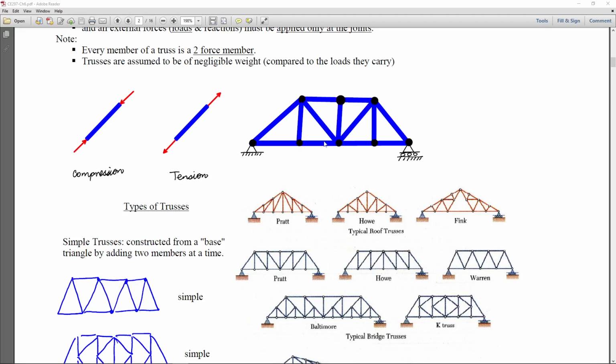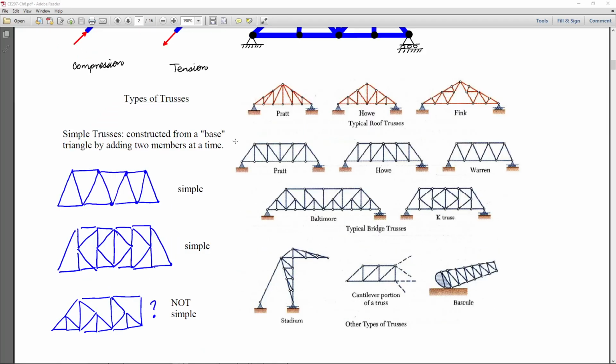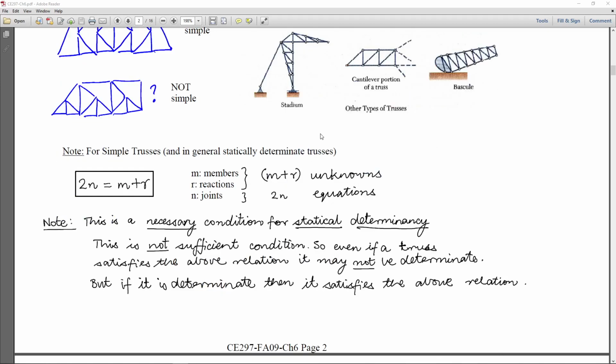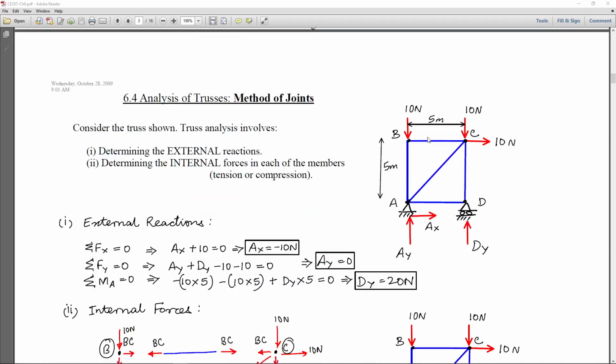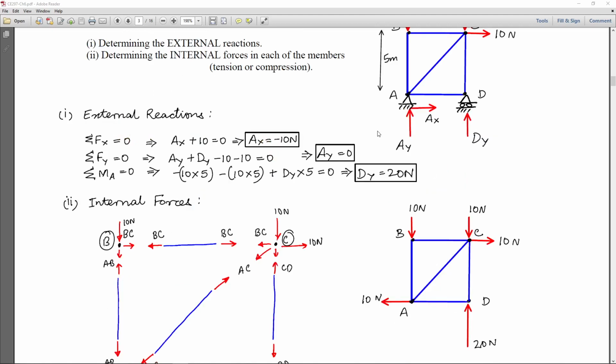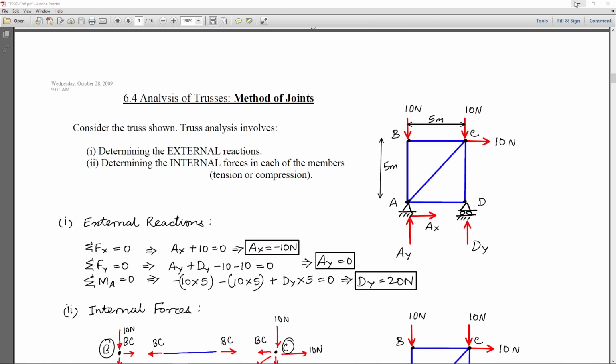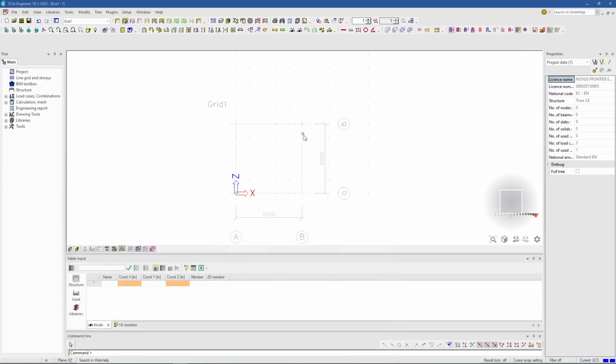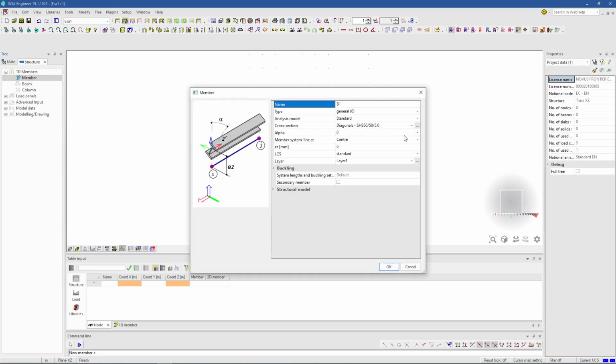We'll go ahead with trusses. We'll model this in Scia Engineer, then cross-check our results with these hand calculation results. Then let's dive in. We'll choose our members which we've created.